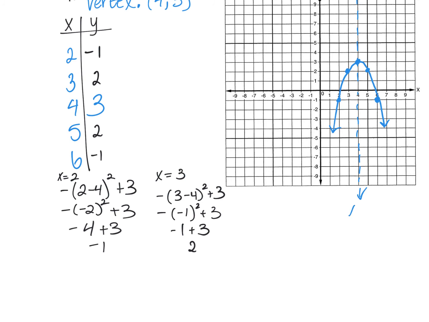The equation for the axis of symmetry is x equals 4 on this one. Right, it's vertical, so it's always x equals, and it's passing through the x value of the vertex, which is 4. So that's the equation of the axis of symmetry.